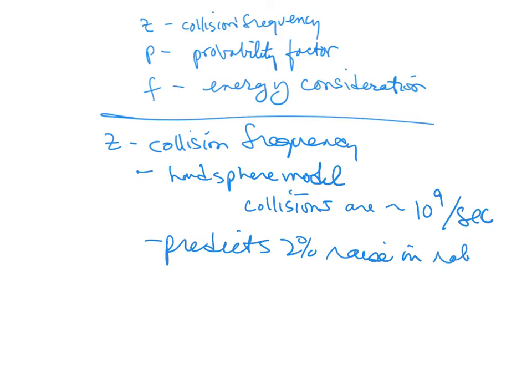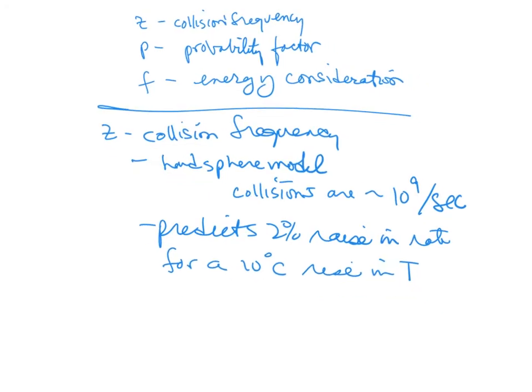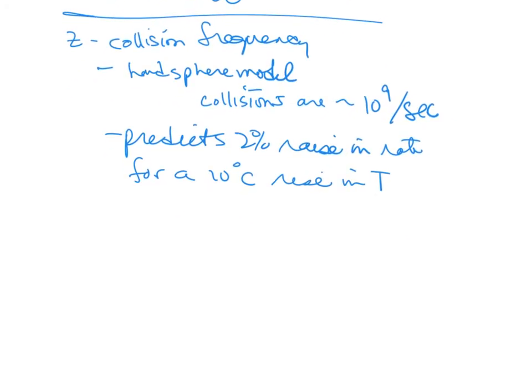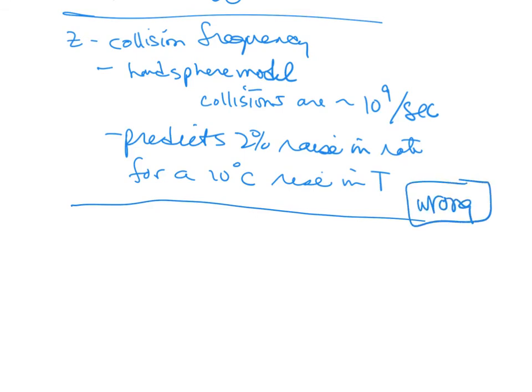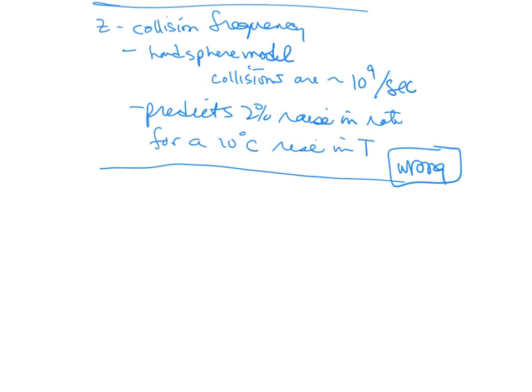A 2% rise in the rate for a 10-degree rise in temperature. And we know that not to be the case, that there's a doubling of the rate for every 10. So we just can't consider molecules as hard spheres, just billiard balls bouncing off each other and reactions happening every time. We can't do that because lots of times when they collide, reactions do not occur. So this ended up being, we'll say wrong, but it's actually still part of the consideration, but we have to modify the model a little bit.